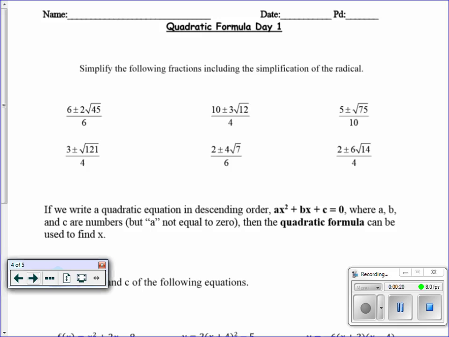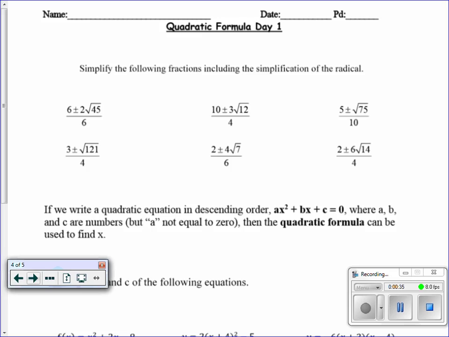So this beginning part is what our answers are going to look like. Our answers are going to have radicals involved, and it's going to have this plus or minus again. It's going to be over this fraction. So we want to talk about how to simplify things like this.